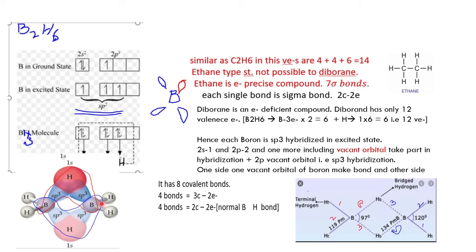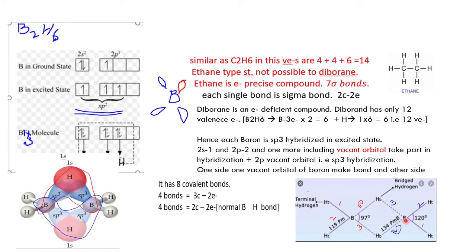Each boron satisfies sp3 hybridization, isn't it? Here one hydrogen, here one hydrogen, here one hydrogen, so it is sp3 hybridization, and this is also sp3 hybridization. If we see this picture, boron is here. These are 4 terminal hydrogens, and they form 4 two-centered, two-electron bonds. This is a boron hydrogen bond, a two-centered, two-electron bond with a terminal hydrogen, and these 2 are the middle bonds.